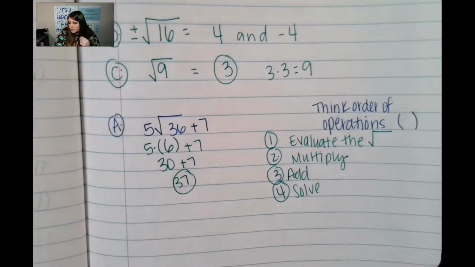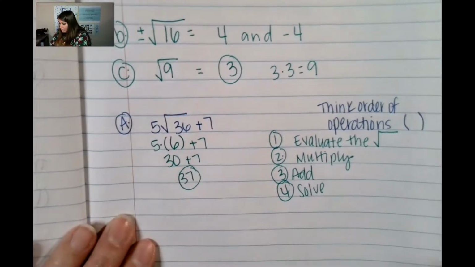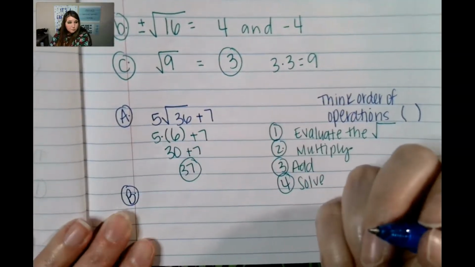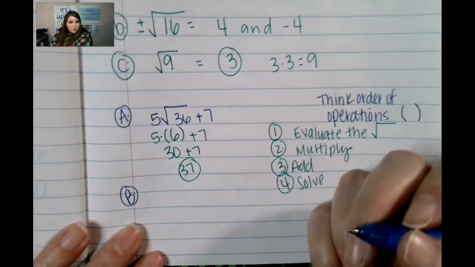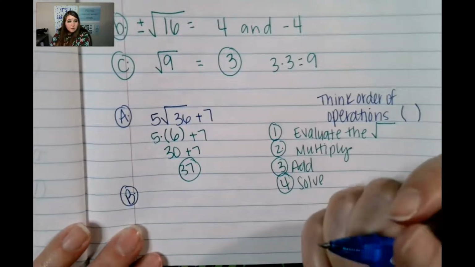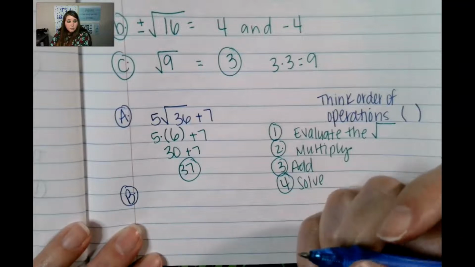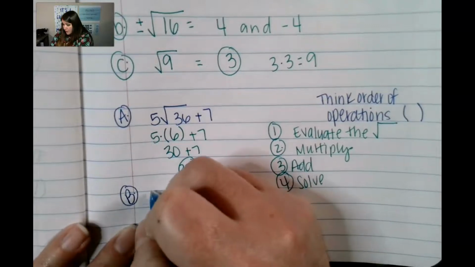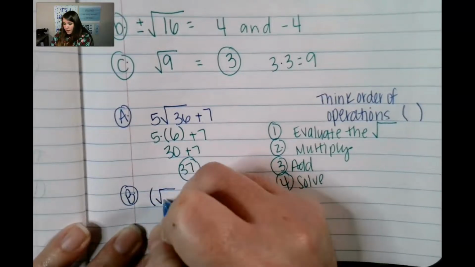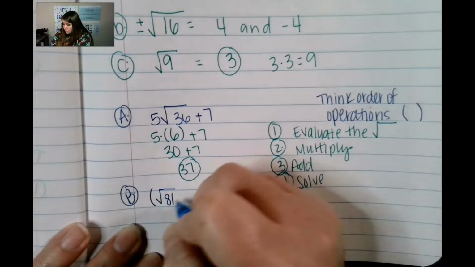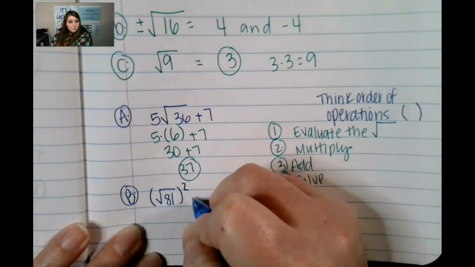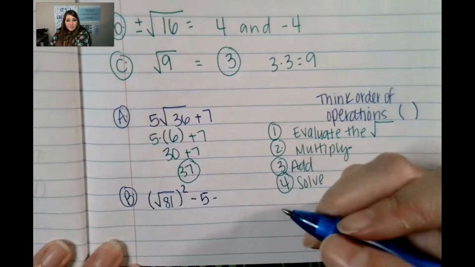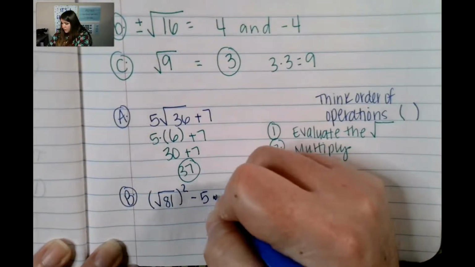Okay, let's do another example. All right, in this example, we are going to evaluate using the order of operations again, but in this problem, they have parentheses all the way around this thing. So 81 squared minus 5.